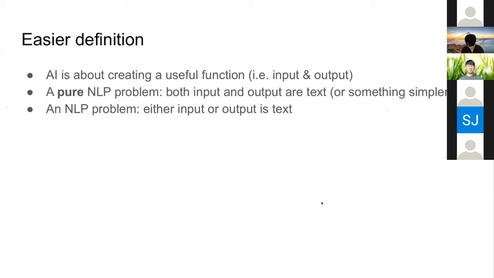DALL-E, where you give a description of what you want to create and then you get the image. Or you can think of a video or image search, right? You type in text and then you get the image. Then that's also an NLP problem. The other way is also an NLP problem. Given an image, you might want to create a caption of it. Either way, it is an NLP problem. So I think that's my definition. So that's what we're going to learn about, how we're going to create a function that has input or output or both as text.